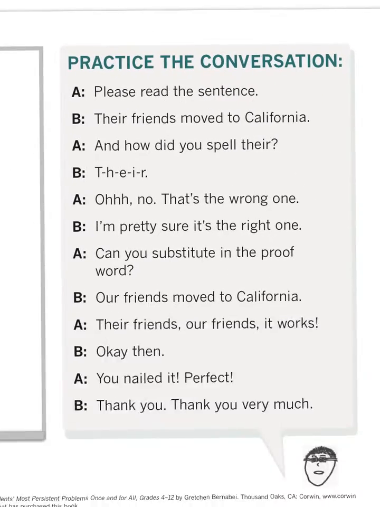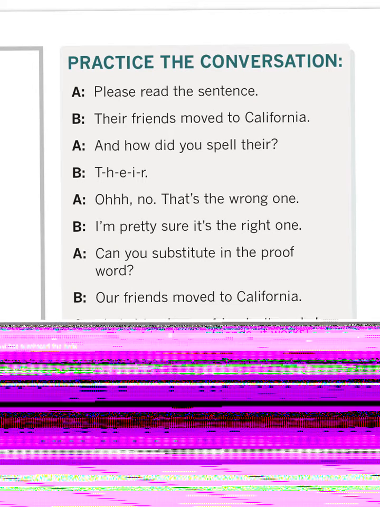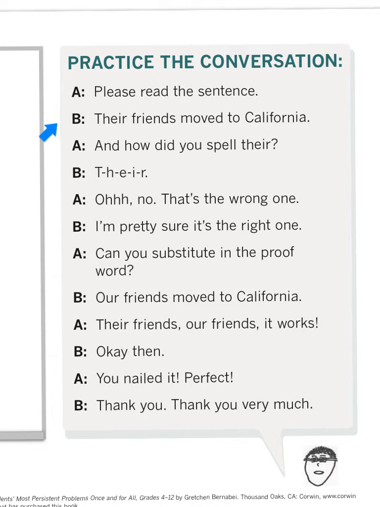Here's our conversation, and we've discussed it before. This is probably the last time I'll mention it because this will be three lessons, and from now on I can just read it. This is a script, so we have A and B all the way down, and you can practice this at home if you would like. Hopefully you'll practice it in class. I'll read both parts. Please read the sentence. Their friends moved to California. And how did you spell there?